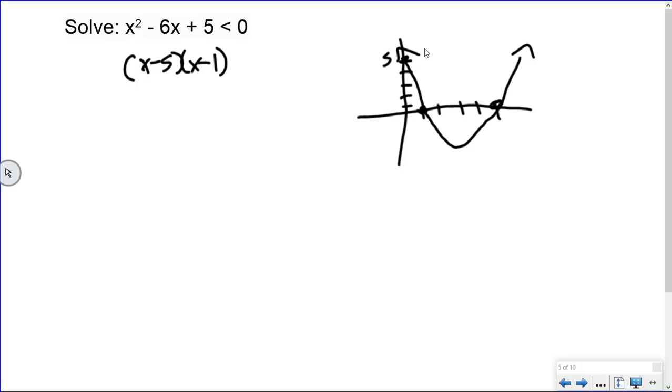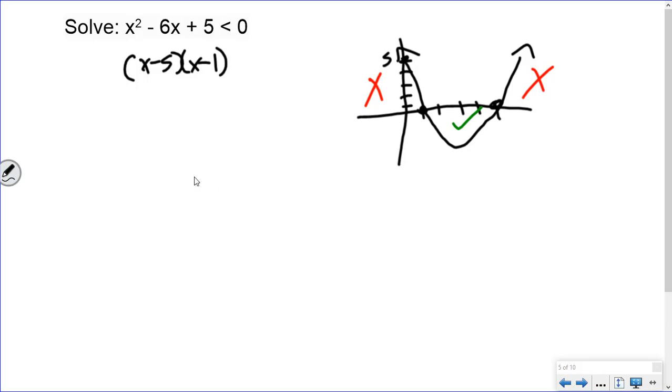So if I were to go from left to right, just like before, what I find is that numbers that are less than 1, we have numbers that are greater than 0. So that doesn't satisfy the inequality that I'm trying to solve for. Numbers that are between 1 and 5, oh, yep, those are less than 0. So that's the area I'm looking for. And then numbers that are greater than 5, again, are more than 0. So they don't satisfy the inequality I'm solving for.